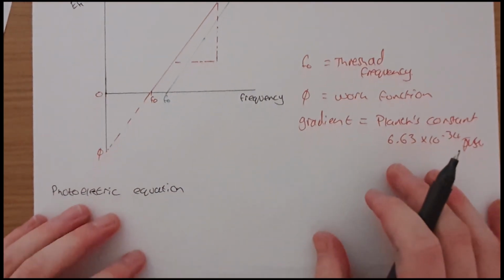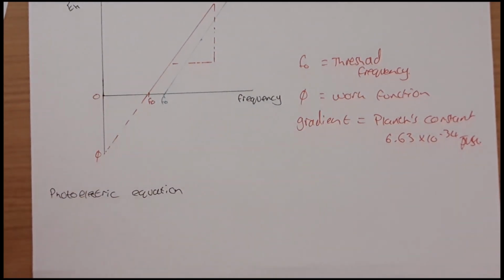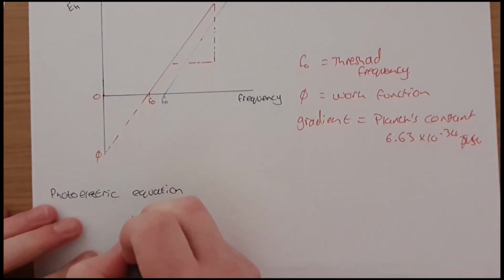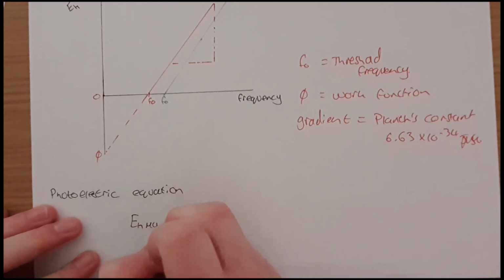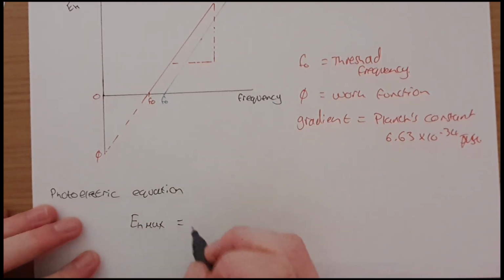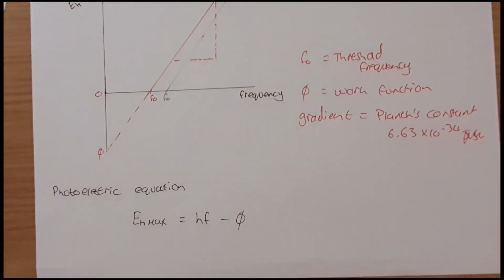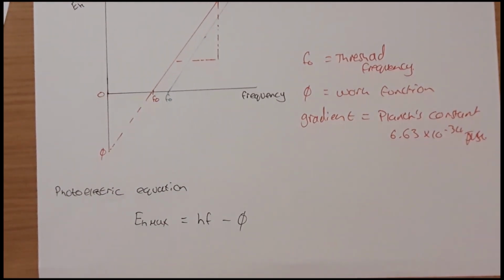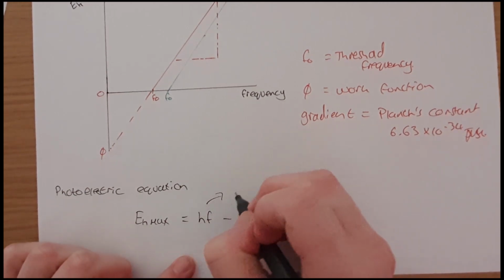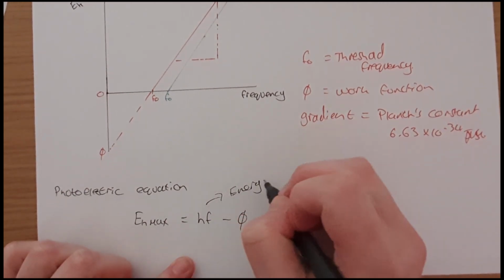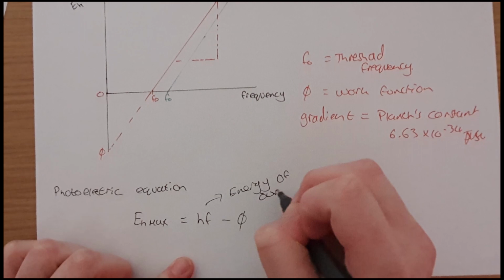Now we come up with the equation of this. We actually come up with the equation EK max, so maximum kinetic energy, equals HF minus the work function. Now HF is the energy of our photon.